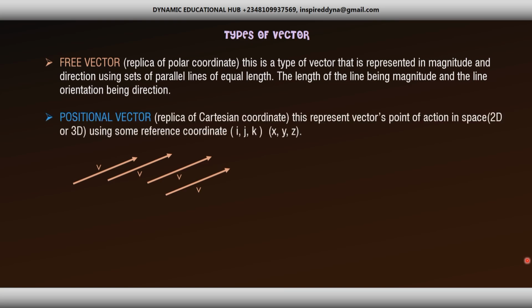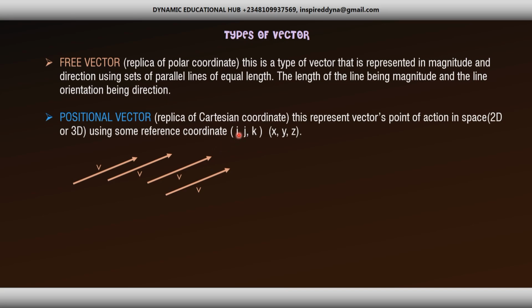Another type of representation of vector, types of vector, is positional vector. Now positional vector is a replica of Cartesian coordinates. Now you can liken this to Cartesian coordinates x, y, z, x, y. Now this represents vectors points of action in space, either 2D xy or 3D using some reference coordinates. Now here we are using IJK instead of using XYZ. We are using IJ instead of using XY. Now let me explain this properly.